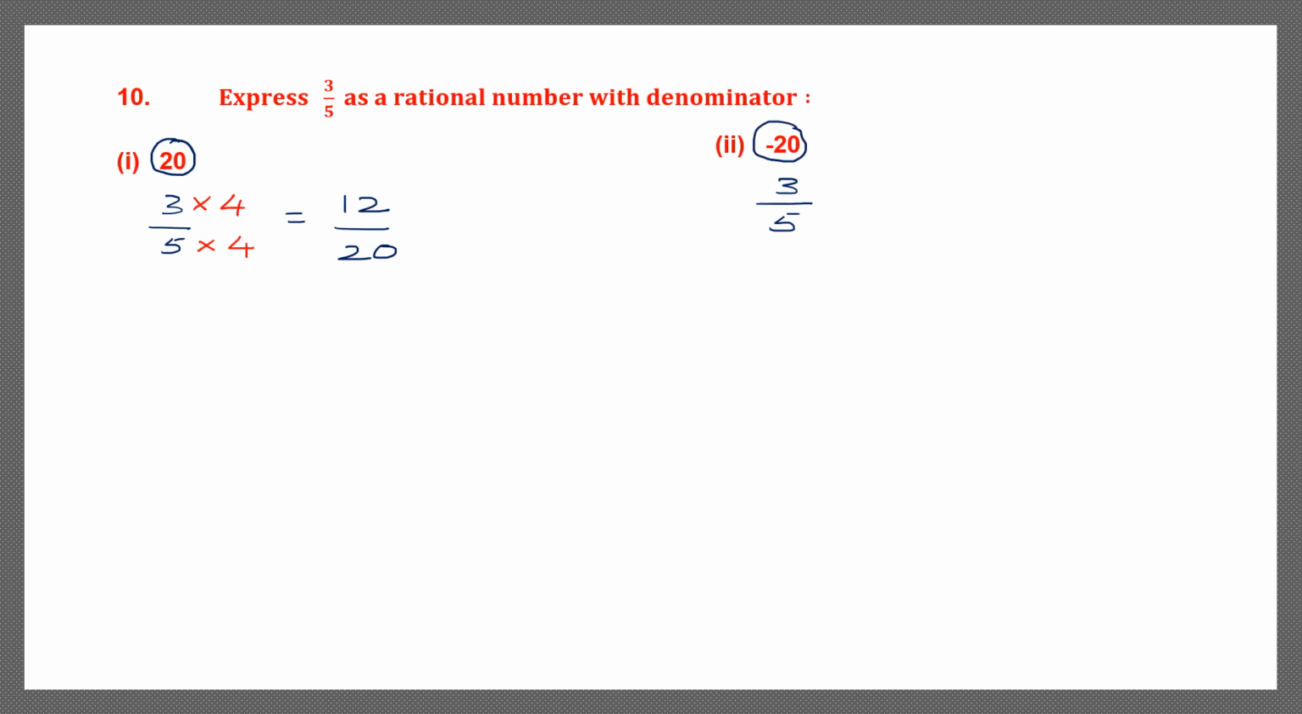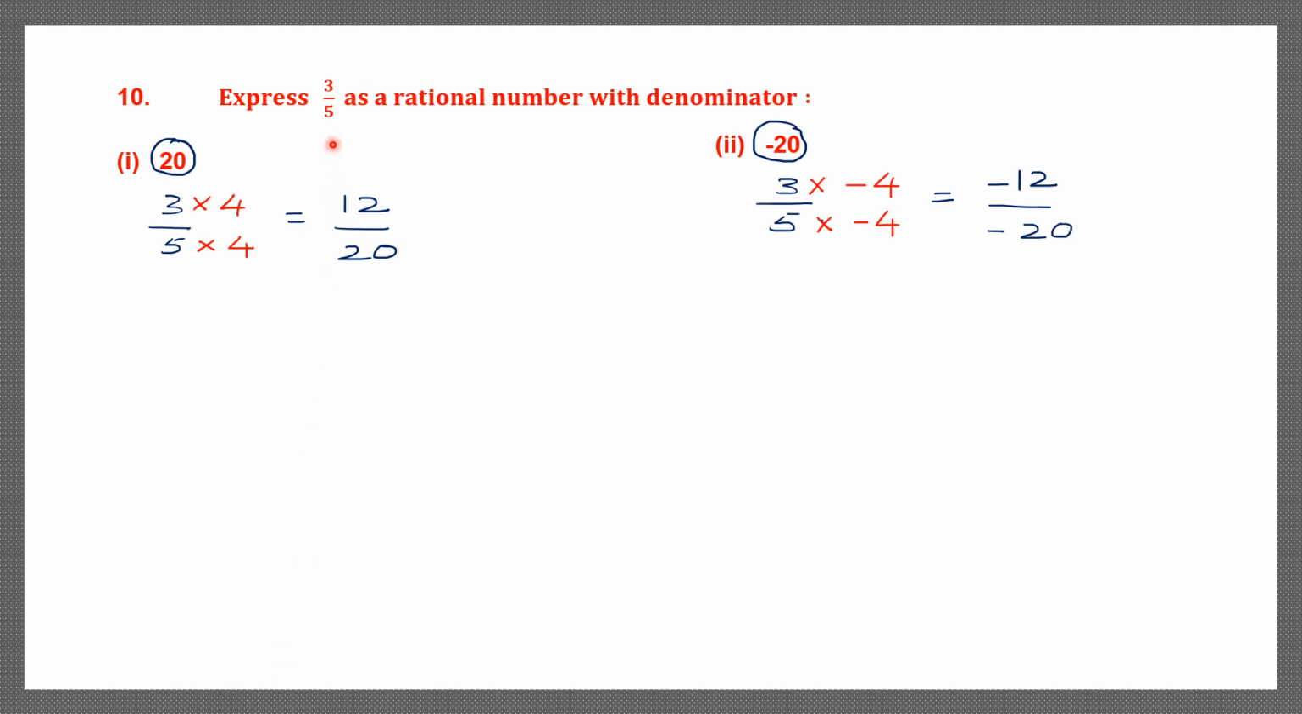So to get minus 20, we have to multiply 5 by minus 4. Why minus 4? It will give us the sign minus, and 5 fours are 20. So when you multiply the denominator by minus 4, multiply the numerator also by minus 4. Now, the sign is minus. 3 fours are 12. Denominator, the sign is minus. 5 fours are 20. So we have answered the question.